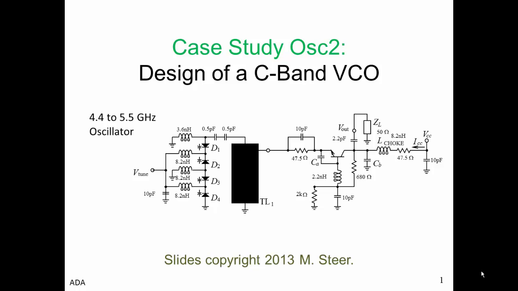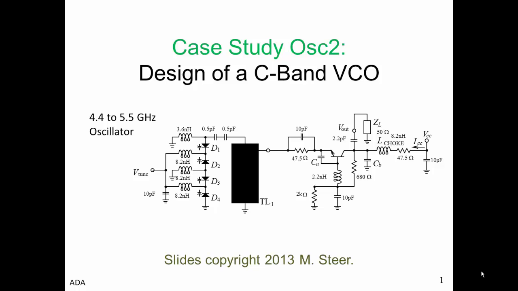In this case study, I'm going to talk about the design of a C-band VCO. In a number of presentations, I'm going to go through how this circuit was designed and how it achieved its performance. This circuit, as shown here, and pretty much that's the entire circuit, achieves state-of-the-art performance. It's a tunable oscillator that operates from 4.4 to 5.5 gigahertz and produces 1 milliwatt of RF power.